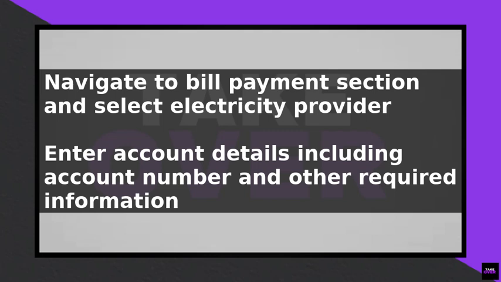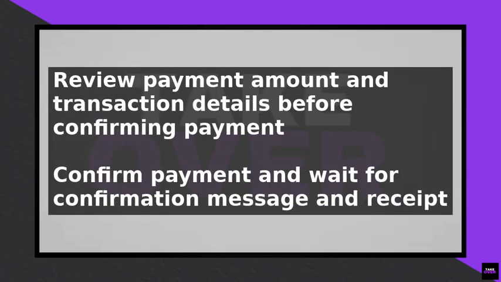After selecting your electricity provider, enter your account details, including your account number and any other required information. Review the payment amount and ensure it is correct. You can also choose to pay the full amount or a partial amount, depending on your needs.